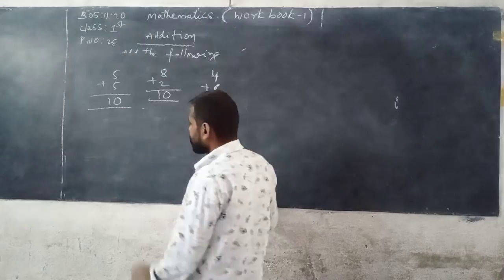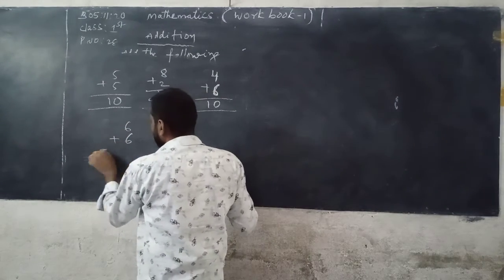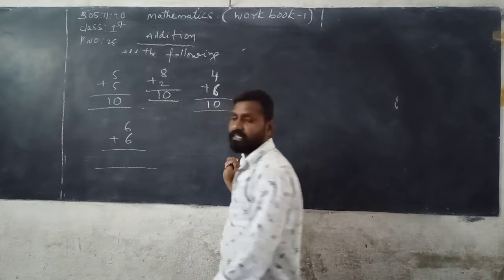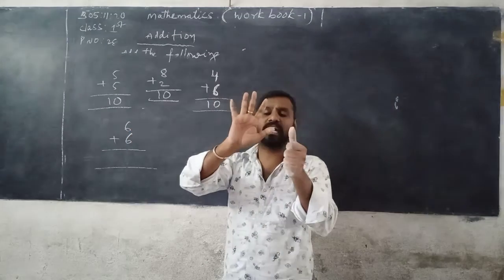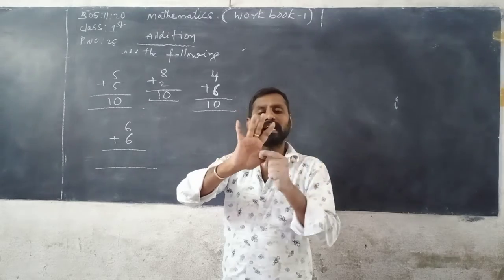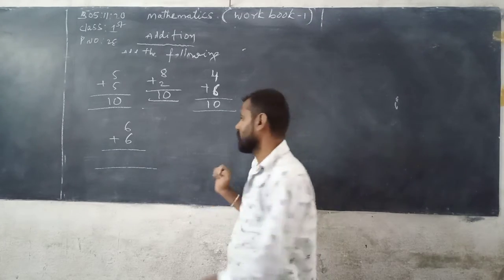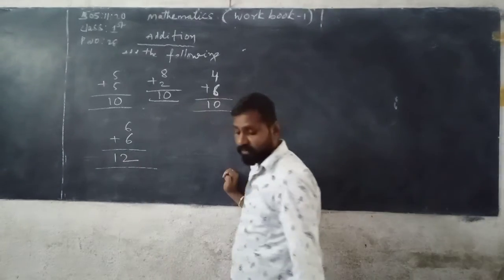Next, 6 plus 6. 6 plus 6 you get 12. See, keep 6 in your mind, and how many fingers do you take? 6 fingers in your hand. You can count 6, after that 7, 8, 9, 10, 11, 12. So the sum is equal to 12.